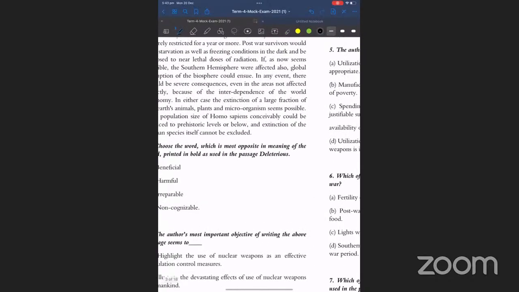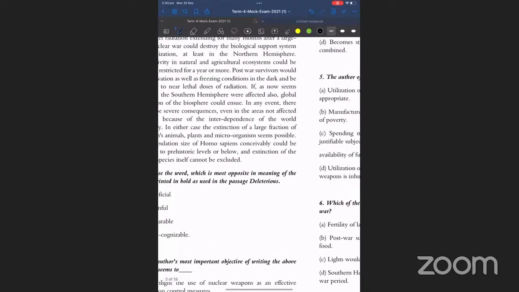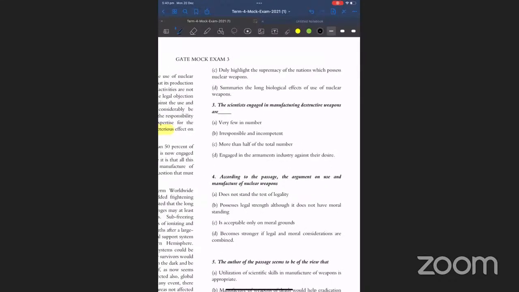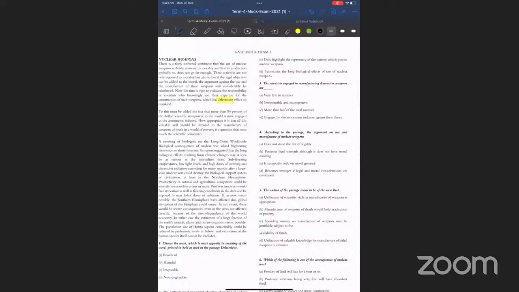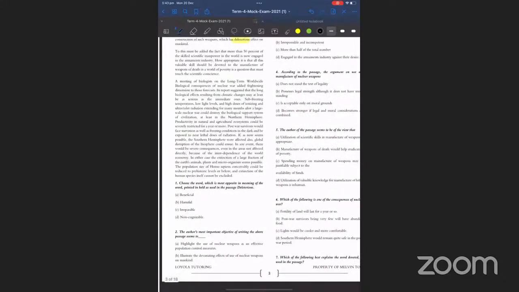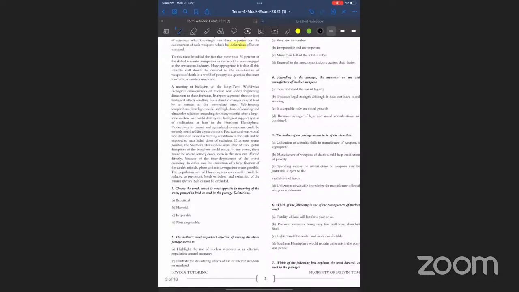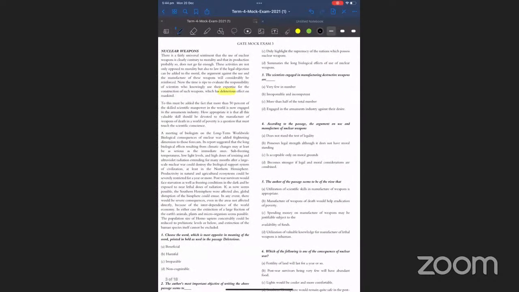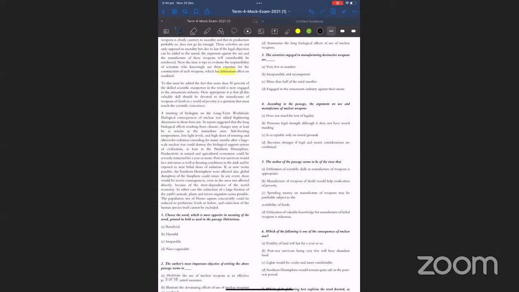Option C, highlight the supremacy of the nation which possesses nuclear weapons. Doesn't say anything about that. D, summarizes the long-term biological effects of use of nuclear weapons. Yeah, I think that's pretty good. I think D is pretty good. So between D and B, B illustrates the devastating effects of nuclear weapons on mankind. See, B includes D. Do you guys understand? D is talking about one specific aspect, which is biological effects.